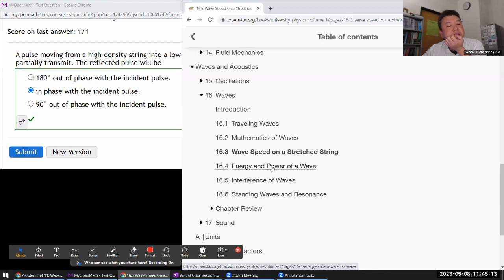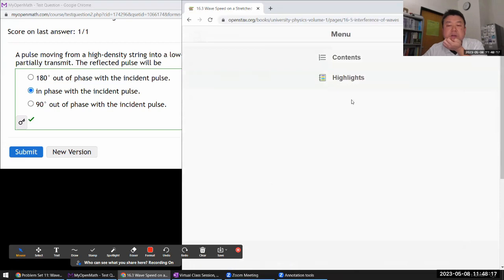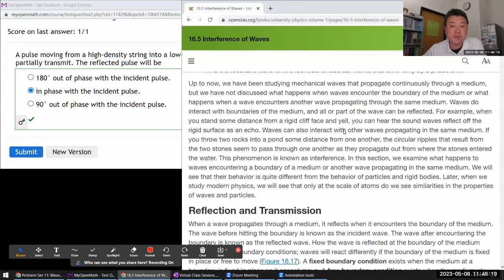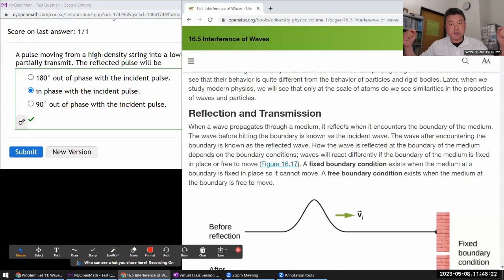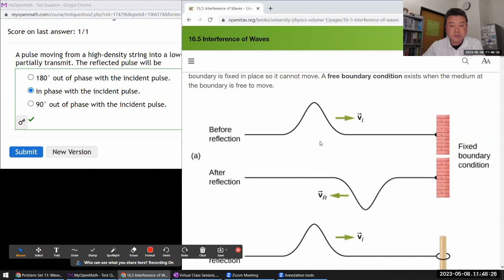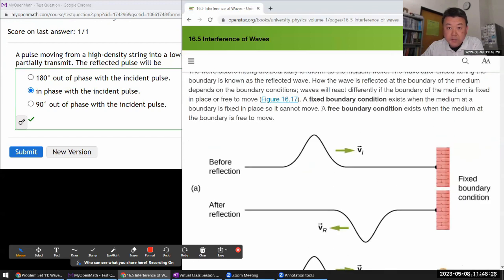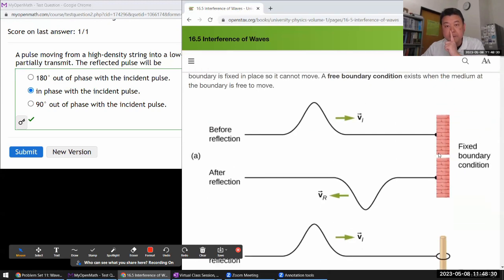Energy and power, I don't think it would cover that. Let's try interference of waves. That's where the topic could come up, because if you want to think about a standing wave, sometimes that phase matters. Yeah, so here, boundary condition.